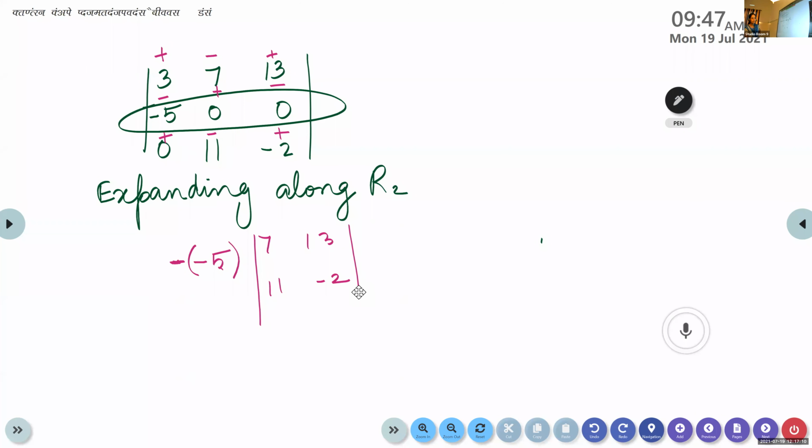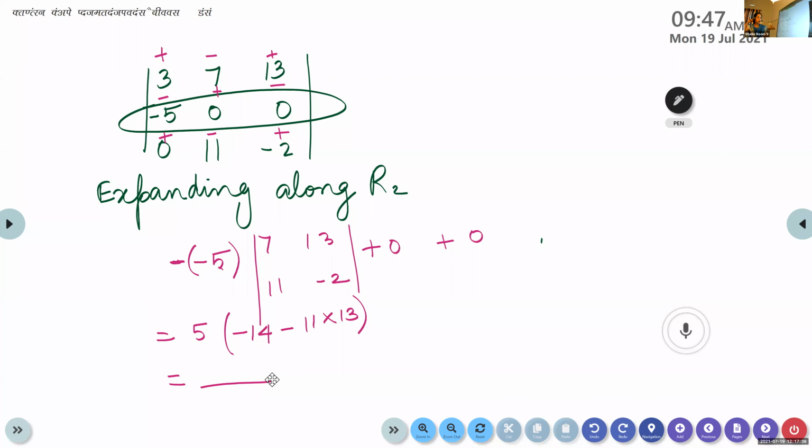What about the next element? The next element is 0. If you multiply 0 with anything, it will become 0. So no need to do that part. Only this part you have to do. So it is negative of negative, positive 5 into minus 14 minus 11 into 13. Now check your answer. Is it the same number you are getting here? You should get the same answer.